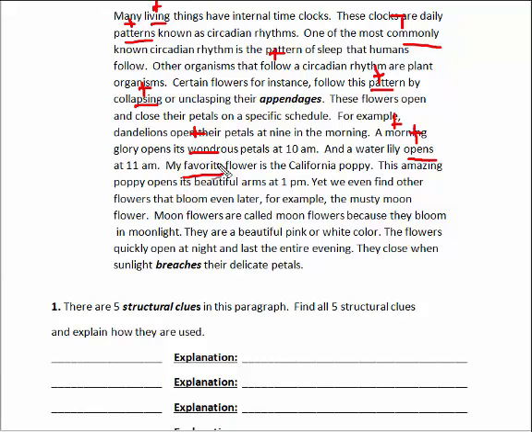Favorite, that would be positive. Amazing, that would be positive. Beautiful, that's positive. Come over here, blooming, that's going to be positive. Musty, that would be negative. And beautiful pink, positive. Quickly, open at night. Quickly, I'd say probably positive on that one. Entire evening, close when the sunlight breaches. They're delicate. Something's delicate, maybe negative.